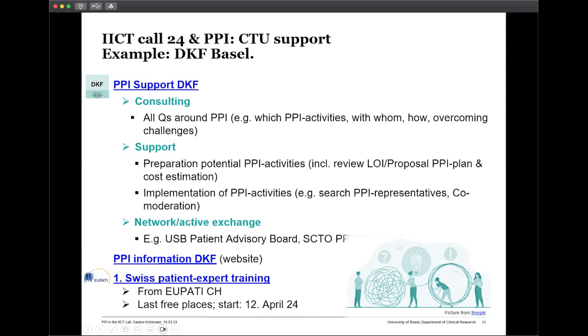And maybe you have somebody where you think, this is a great patient, I would like to work with this person, but this person doesn't know a lot about research, and it would be perfect if this person could be a PPI expert, knowing not only about the disease but also about research. There I can tell you that there is the Swiss patient expert training, which you might think of for one of your patients. It is from IICT Switzerland, and it will start mid April. If you are interested, just go on the link. I think the presentations will be shared afterwards, but maybe Sabine can talk to this later.